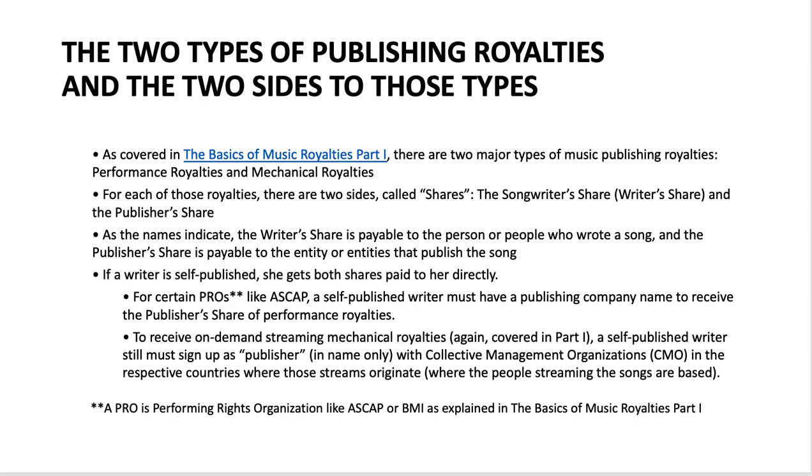Okay, in the Basics of Music Royalties Part 1, I talked about those two major types of music publishing royalties, performance and mechanicals, so I'm not going to go over that again. But with royalties, there are also two sides to royalties, and they're called shares. There's the songwriter share, or the writer share, and the publisher share. As the names indicate, the writer share is payable to the songwriter him or herself, and the publisher share is payable to the entity or entities that publish the song. So if you are a self-published writer, you're going to get both the writer share and the publisher share directly to you.